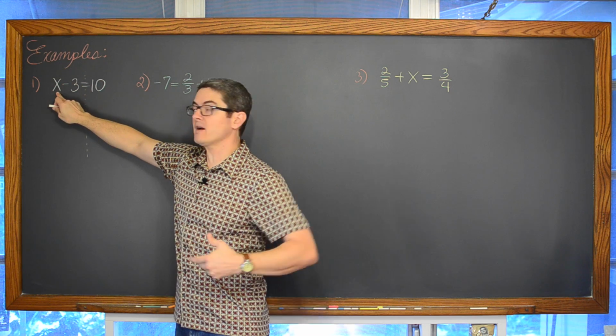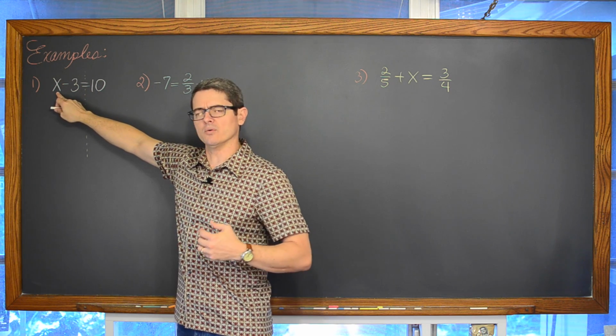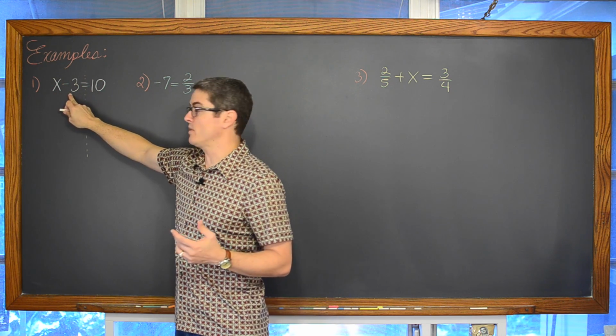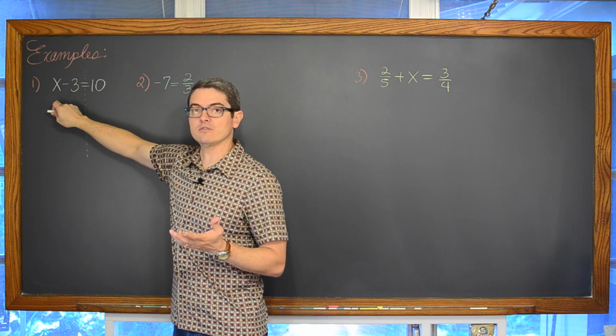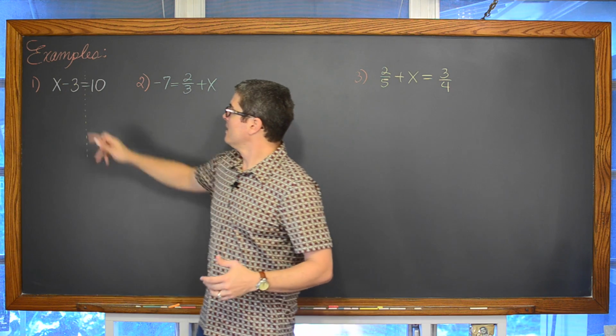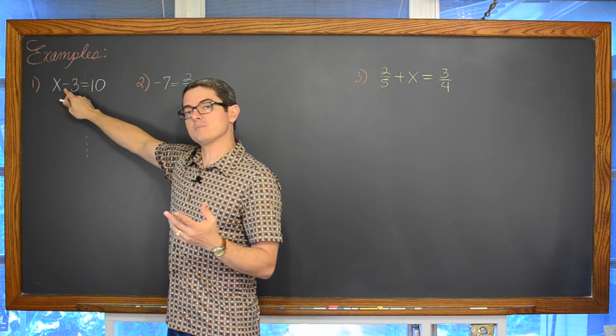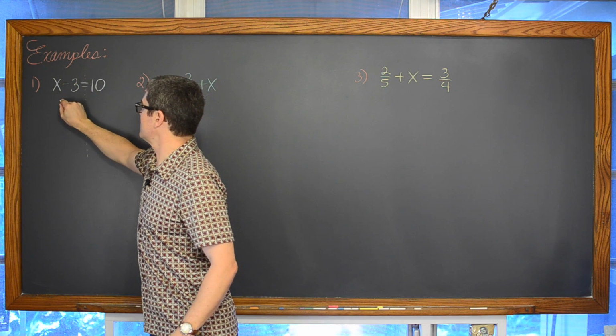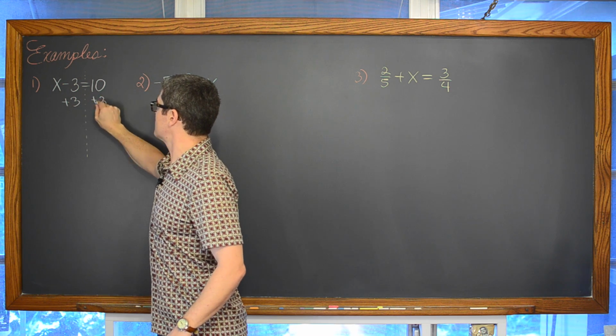So if I want to solve for x, I want to completely isolate it, get it alone. I don't want any addition or subtraction with it. I don't want a number out front or any kind of division. I just want x equals and then whatever. So the inverse math operation of subtraction is addition. So we're going to add 3 to both sides of the equation.